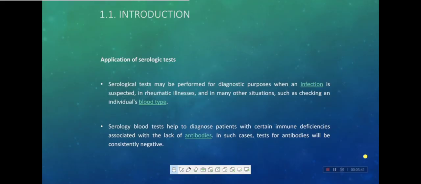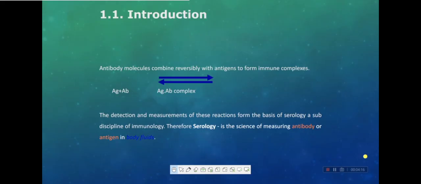Serological testing has proved very valuable in the detection of diseases such as syphilis, HIV or AIDS, and epidemic and pandemic infections also. So these are the applications of the serological test: they are performed for diagnostic purposes, such as the diagnosis of any kind of infection or autoimmune disease as well. They are also used for patients with certain immune deficiencies associated with a lack of antibodies.